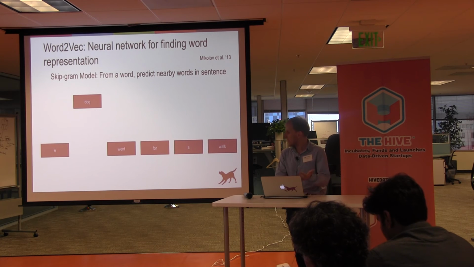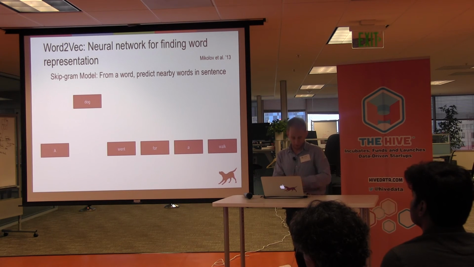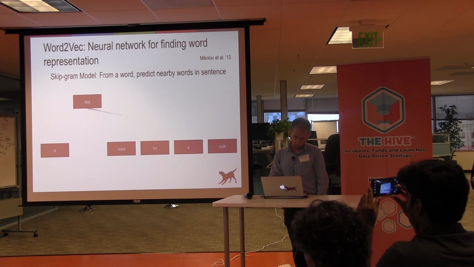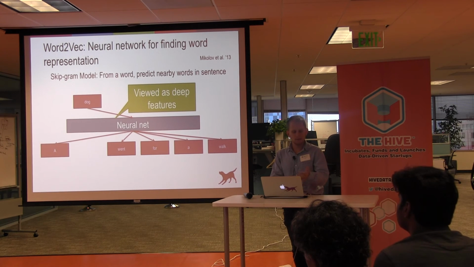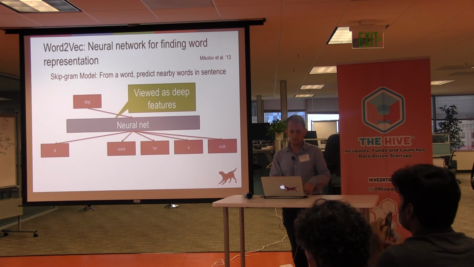So let's have the sentence, a dog went for a walk. With the input dog, you're trying to give high probabilities for the words a, went, for, a, and walk, and low probability for other words. Okay? So you use a neural net for this. And the internal representation, which I'll zoom in on in just a sec, can be viewed as deep features.